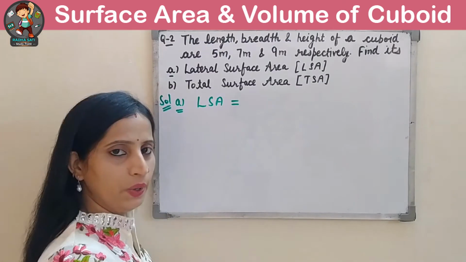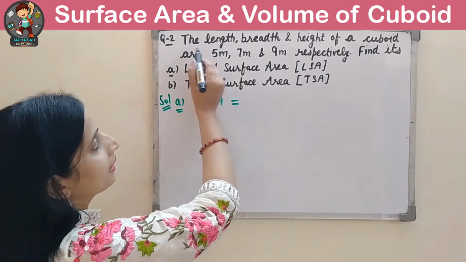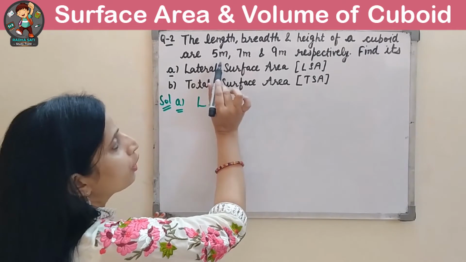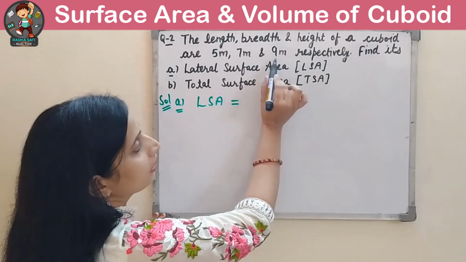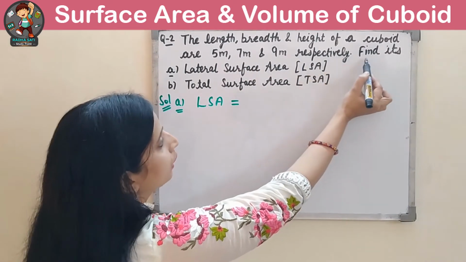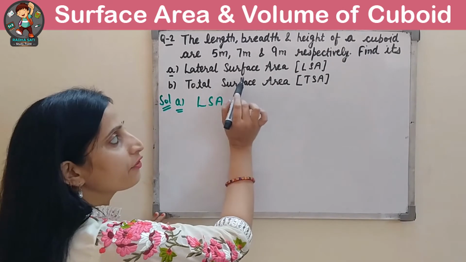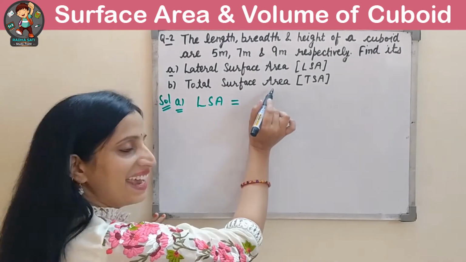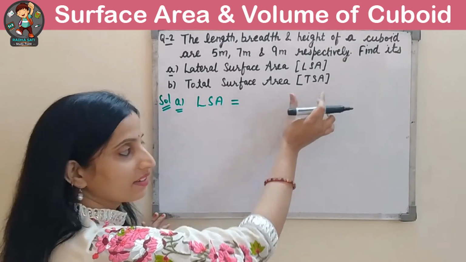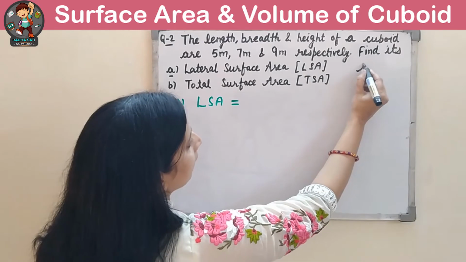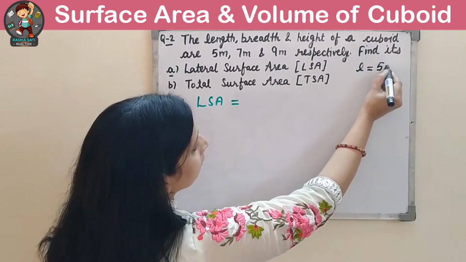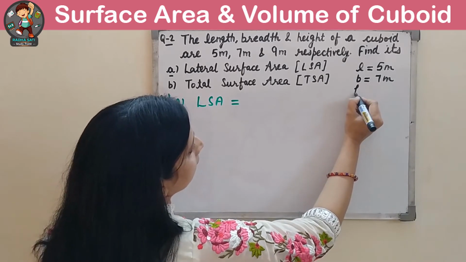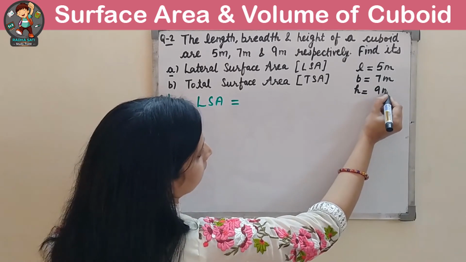Okay. Now the second question is: the length, breadth and height of a cuboid are 5 meter, 7 meter and 9 meter respectively. Find its lateral surface area, that is LSA, and total surface area, that is TSA. Here we know the length is 5 meter, breadth is 7 meter and the height is 9 meter.